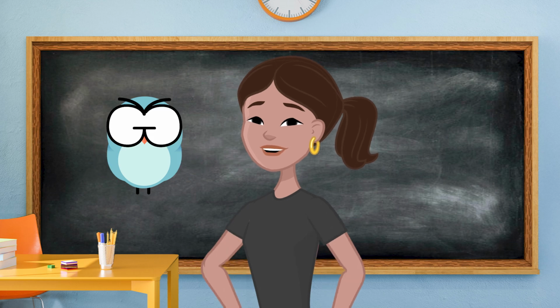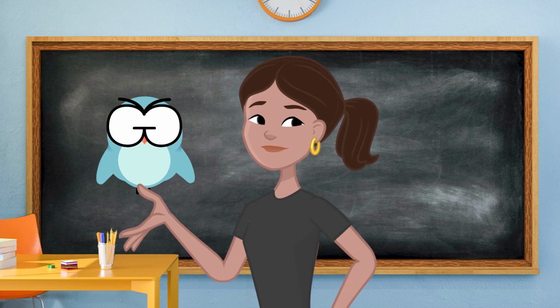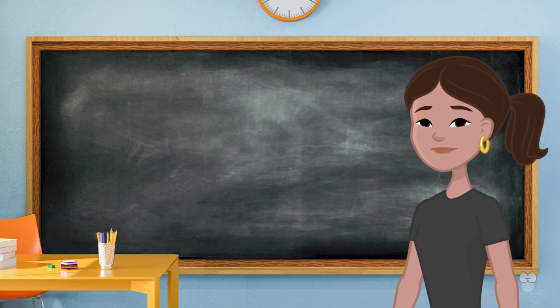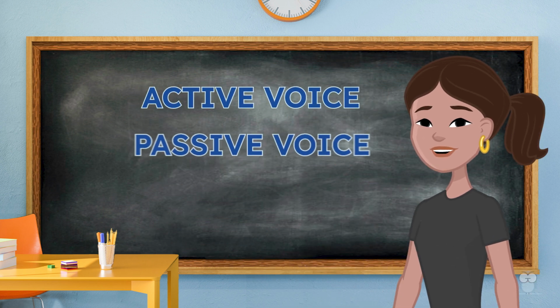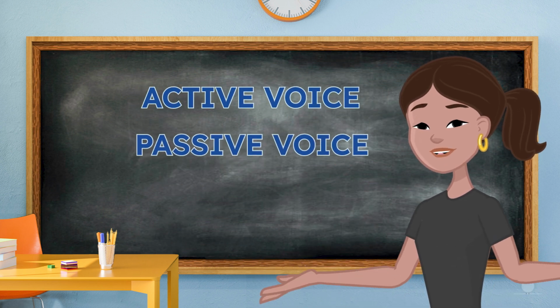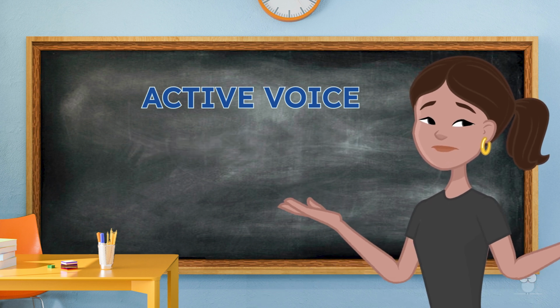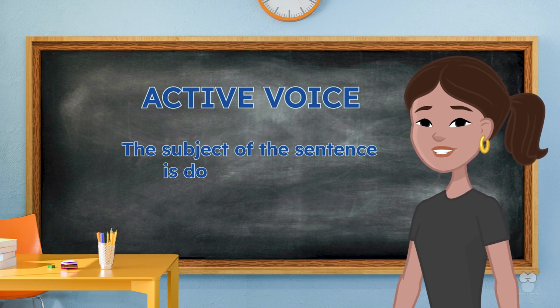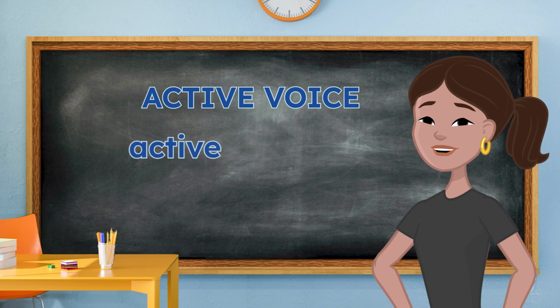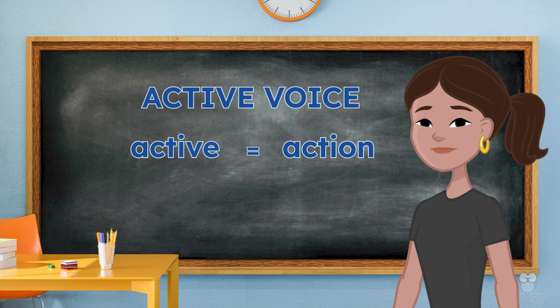All right, let's talk about who's doing what in our sentences. In other words, let's get an understanding of the active voice and the passive voice. It's pretty simple, really. First up, what's the active voice? It's when the subject of the sentence is doing the action. Think about it. The word active means action. The subject is doing an action.